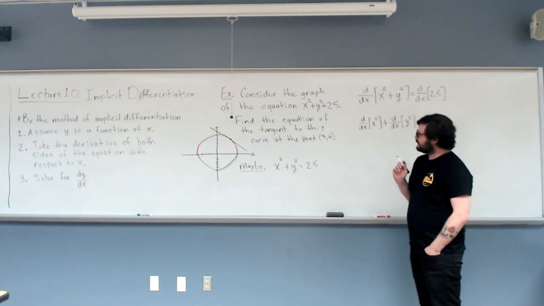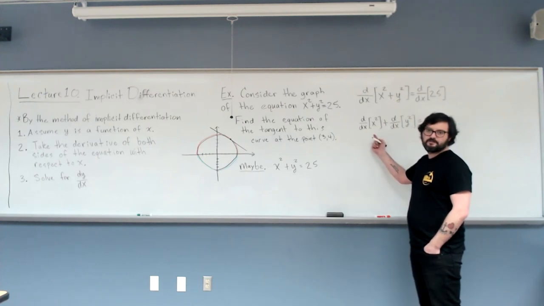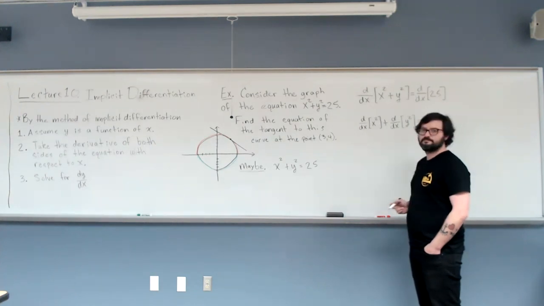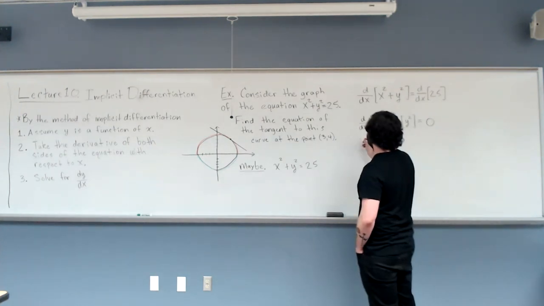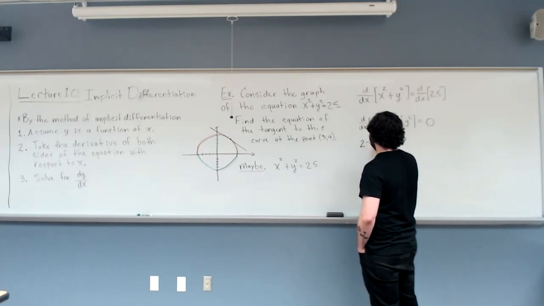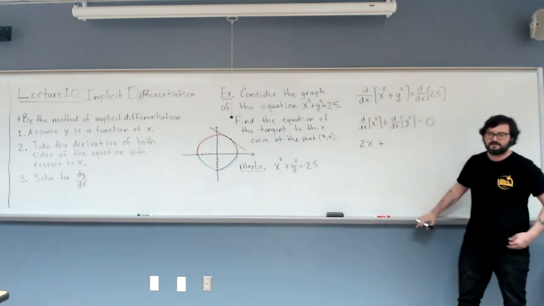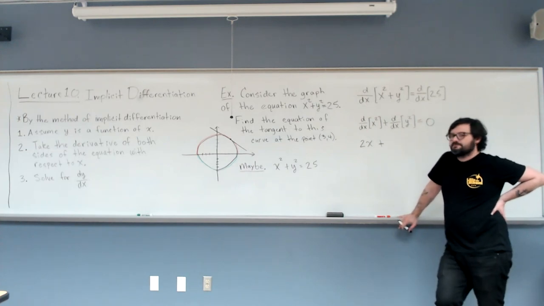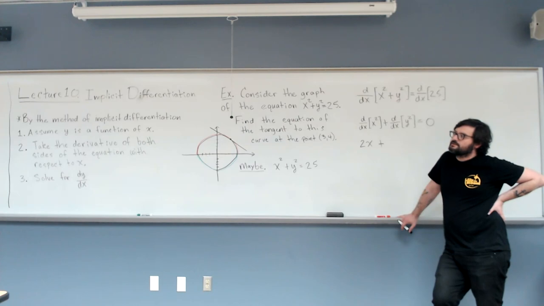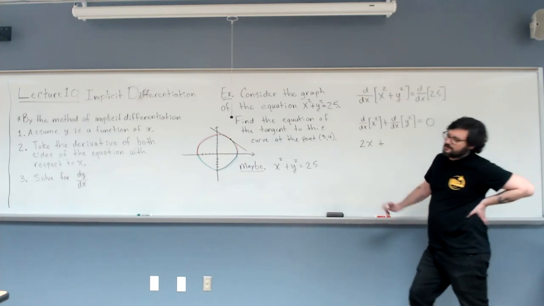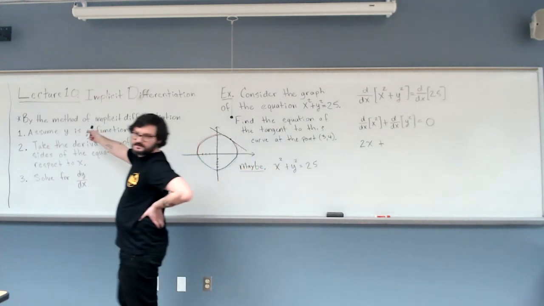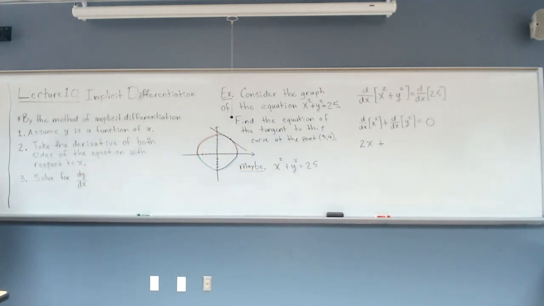So let's just work our way through and see if we can. What's this derivative here? 2x, right? The derivative with respect to x of x squared is just 2x. Now here's the thing that might throw you all off. The derivative of y squared with respect to x. What are we assuming that y is? It's part one in this list. y is a function. It's a function of x, right?